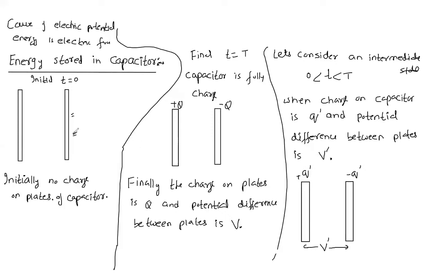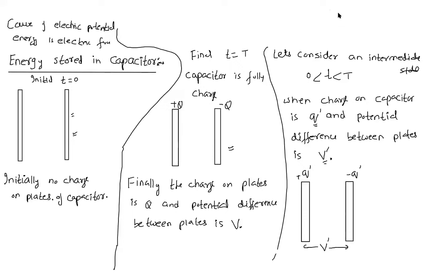So this is the initial stage when your capacitor is uncharged. This is your final state when your capacitor is fully charged. We have considered an intermediate state when the charge on the capacitor is Q prime and the potential difference between the plates is V prime. Next, we will calculate the work done in bringing 0 to Q charge on the plates of the capacitor. First, note it down. Yes, Jumena, we will calculate energy through work done using the same method through which we calculated potential energy of 2-point charges and n-point charges.